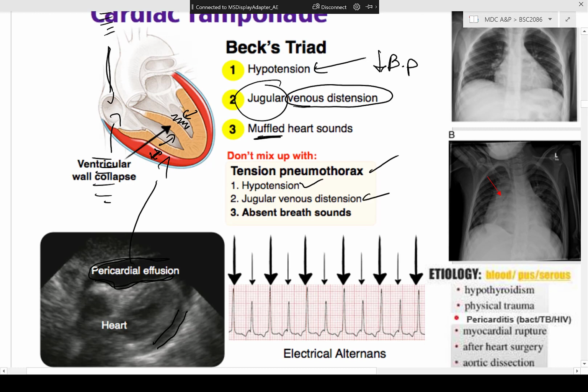See, same thing. Jugular venous distension because there's so much pressure of air in there. And the main thing is this: absence of breath sounds. So whenever you think that your patient has a cardiac tamponade, what are you going to do? Just listen, not to the heart, to the lungs. You're going to listen to the lungs. If you hear no lung sound, no breathing sound, that tells you that is a what? That's a tension pneumothorax. If not, then most likely it's a cardiac tamponade.